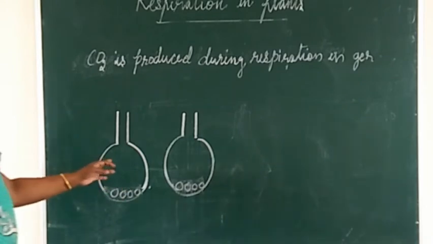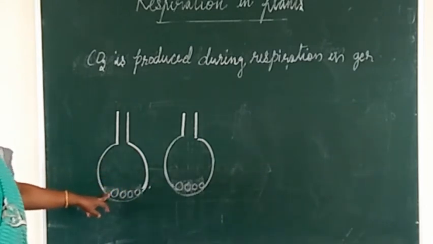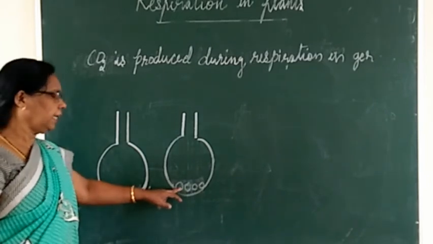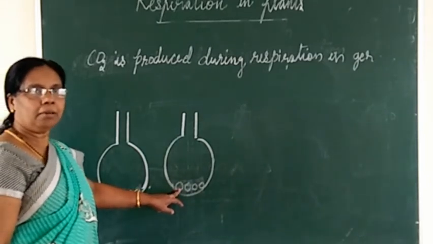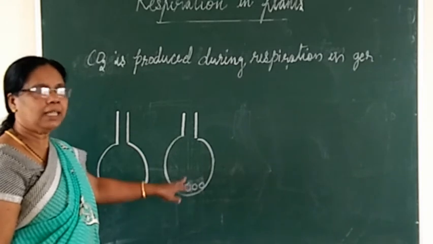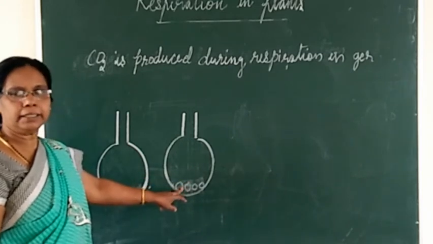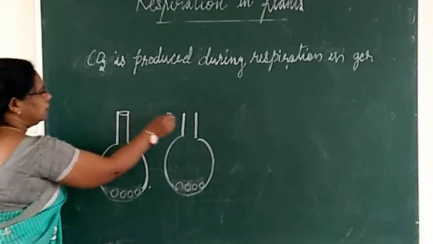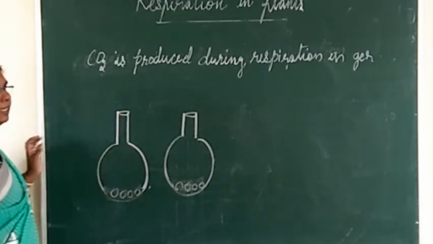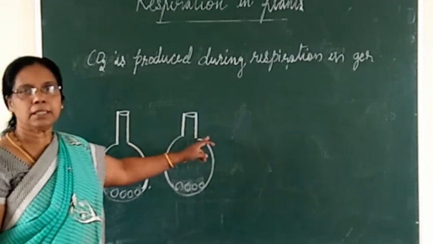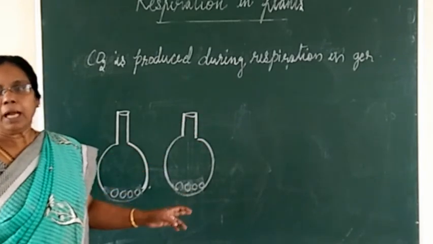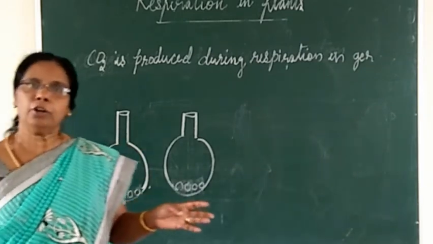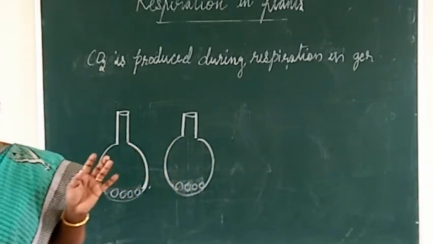Here you can see that we are keeping the seeds in the wet cotton wool, whereas here we are keeping the boiled seeds, that is, we are killing the seeds. And again we are closing the mouth of this round bottom flask like this. Both round bottom flasks we are closing. Now keep the same apparatus for 4 or 5 days.